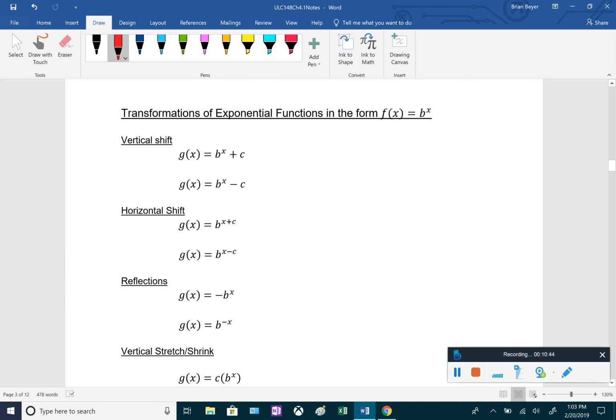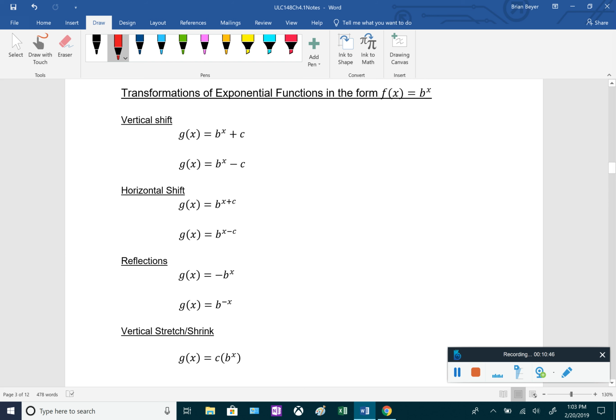Okay, so we're going to do maybe just one example using transformations for exponential functions. Hopefully you remember some of these transformations from some other point in this class, if you've done them before. We're going to be doing these transformations on f of x equals b to the x.